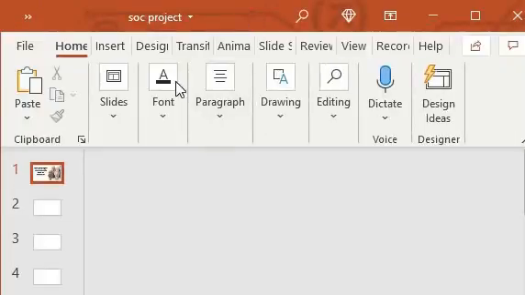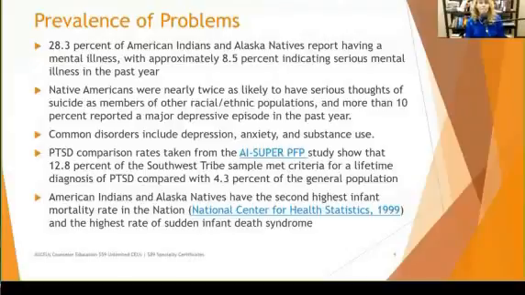28.3% of American Indians and Alaskan Natives report having mental illness. That is a big number. That's almost a third, more than a fourth. And approximately 8.5% indicating serious mental illness in the past year. So again, that's almost 1 in 10. That's a pretty big number.